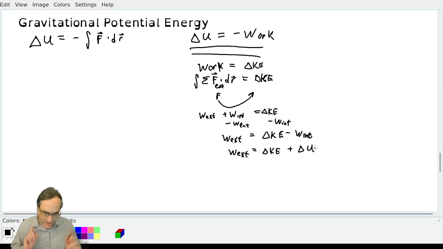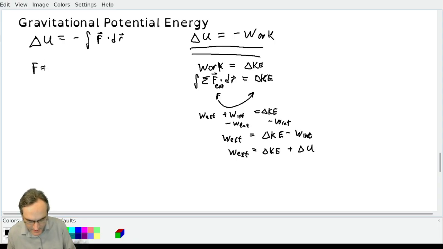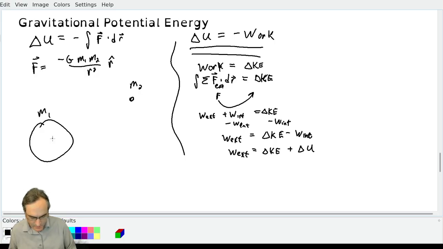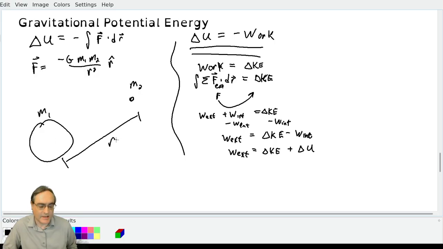All right, so here's what we've got to do. We need to take our gravitational force, which looks something like minus G mass 1 mass 2 over r squared in the r hat direction, and we need to put it inside this equation and integrate it. So to do that, we need to think about it: here's our mass 1, somewhere over here is our mass 2, and we're going to move it so that they get closer together. We're going to change that distance. We're going to start at some r1.